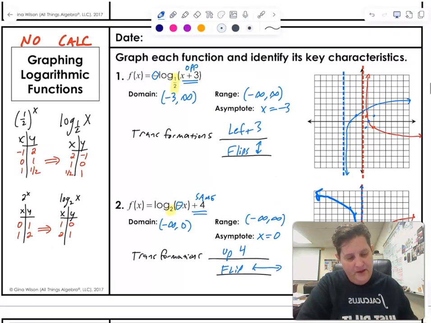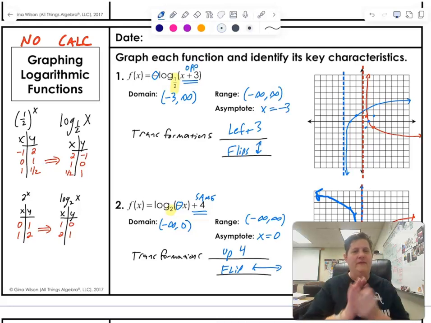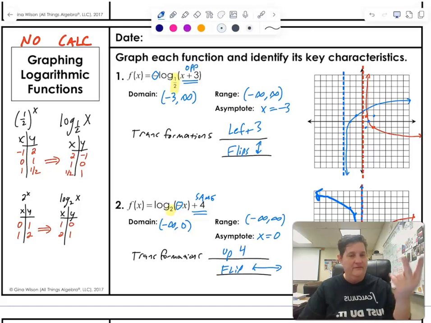Okay? So about a third of the points on your test come from graphing. There's going to be 4 questions on there. And the only transformations are going to be flipping it up and down, which is a negative in front, flipping it left to right, which is a negative on the inside with the x.